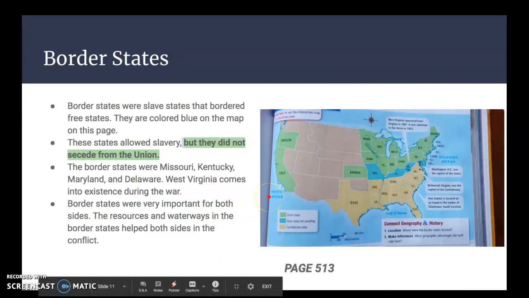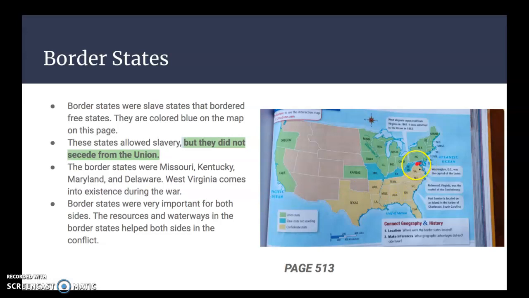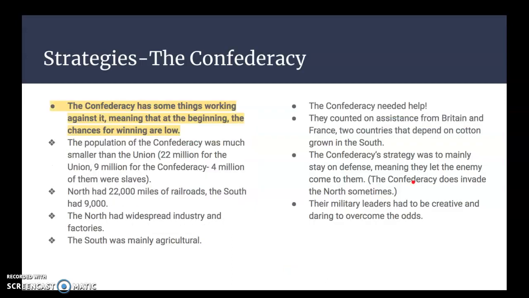Border states. Let's talk about border states right now. If you look at the map over here on the right, this is page 513 from your book, and the border states are colored in blue. Simply, a border state was a slave state, or a state that allowed slavery, that remained in the Union. They did not secede and become part of the Confederacy. So they were Missouri, Kentucky, Maryland, and Delaware. West Virginia will come into existence during this war. It will break off from the rest of Virginia. Border states were very important for both sides. The resources and waterways in border states helped both sides in this conflict.